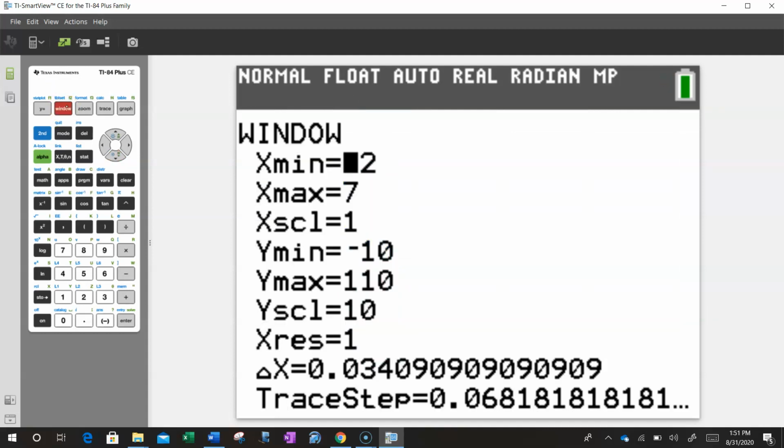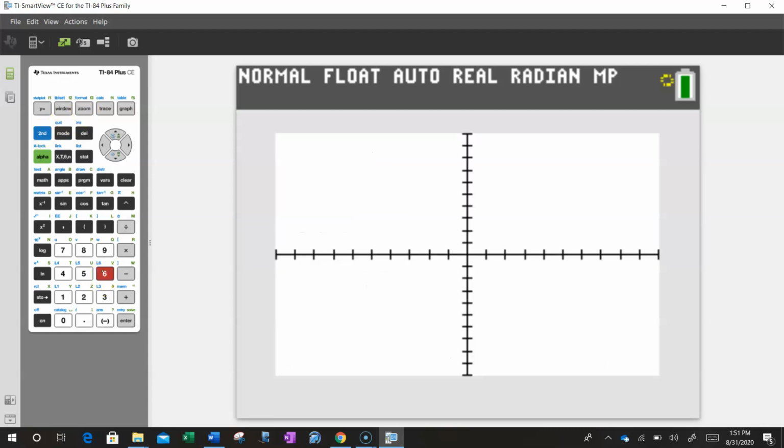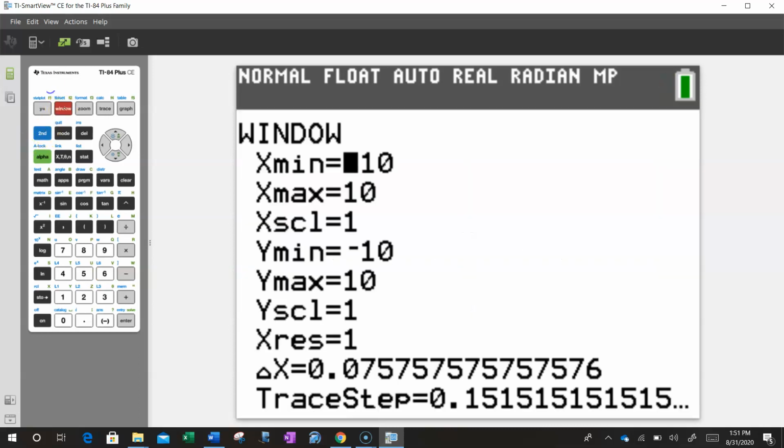So to graph this, we're going to go to our window. I'm going to real quickly fix my window. I'm going to hit Zoom 6. It's not going to let me see anything, but it gets me back to that standard window because mine was kind of messed up. So then I'm going to go back into my window and manually fix this. I know the answer is between 13 and 14, so I want my X max to be bigger than that. Maybe you want it to go to 15, or heck, maybe you even want it to go to 20.